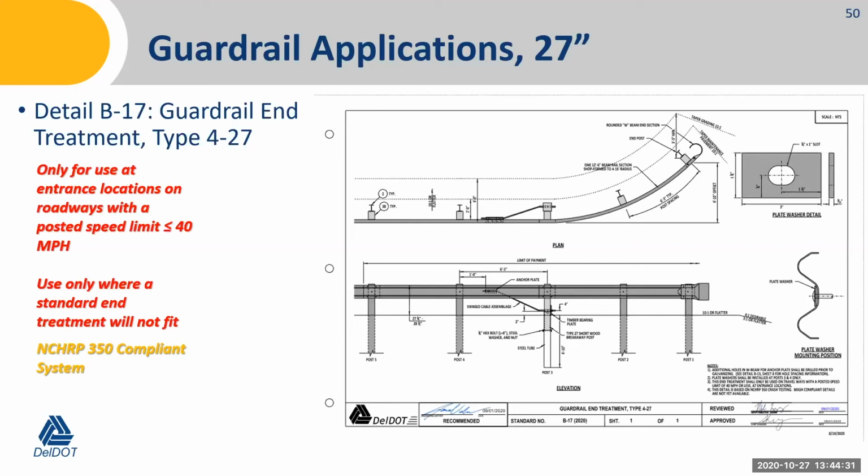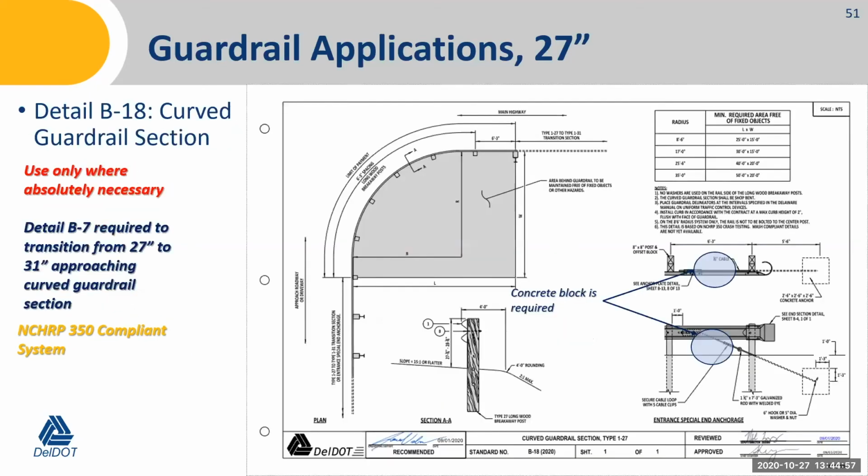This is for use at entrance locations on roadways with a posted speed limit less than or equal to 40 miles per hour. To be used where standard end treatment will not fit. It is not MASH compliant. We should be striving to get MASH compliant end treatments installed where appropriate. This is where we can't get anything else to fit.